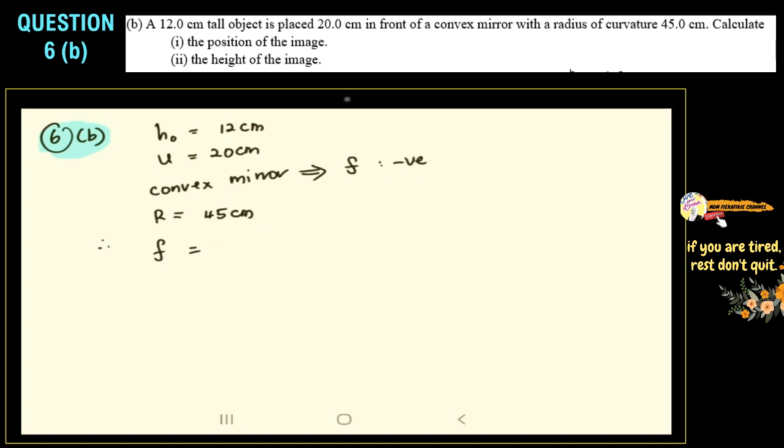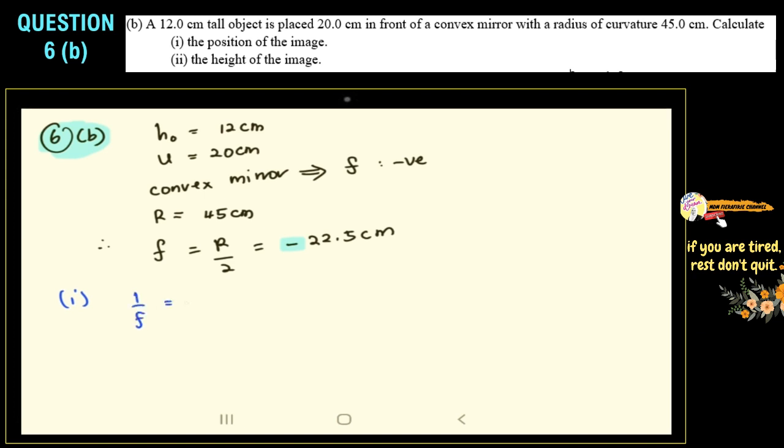Where f is equal to r over 2, and 45 divided by 2 is equal to negative 22.5 centimeter. Okay, we put the negative sign because of the type of mirror, it is a convex mirror. Now we want to calculate the position of the image. So this is very simple. Position of the image.